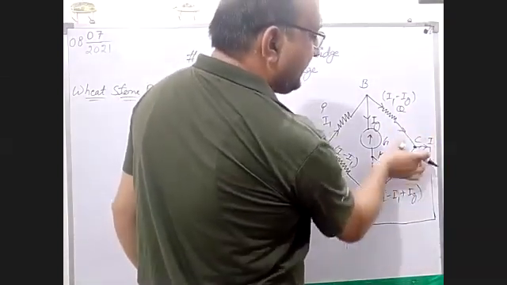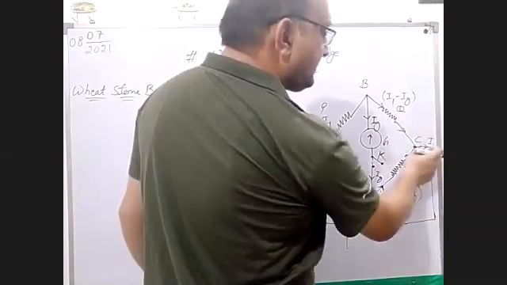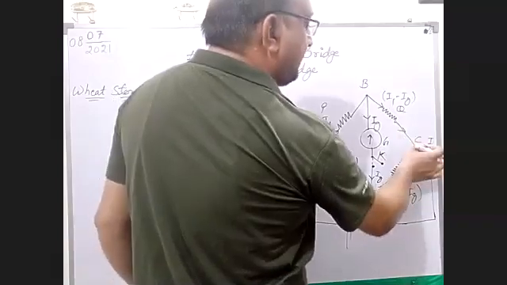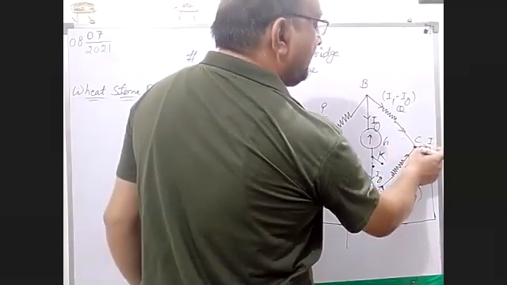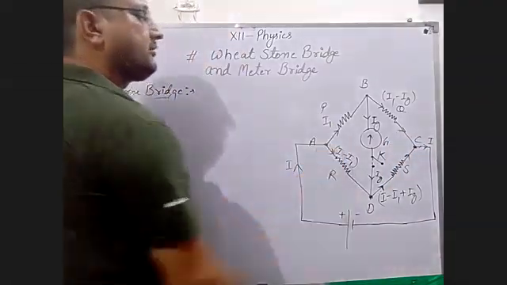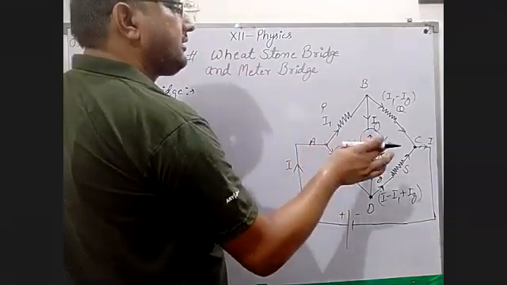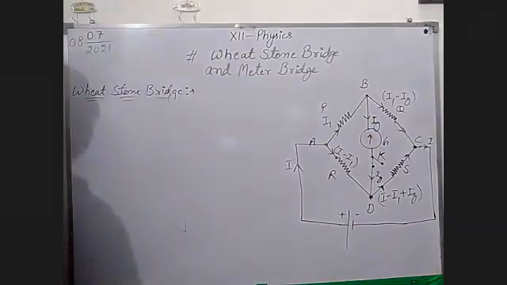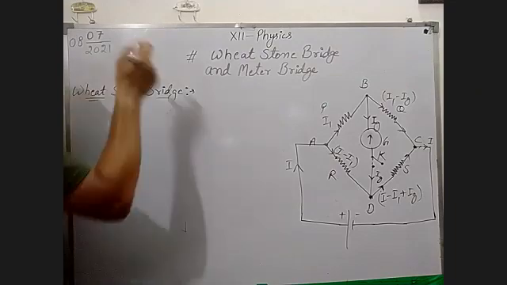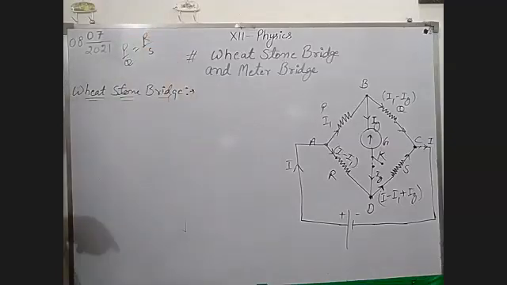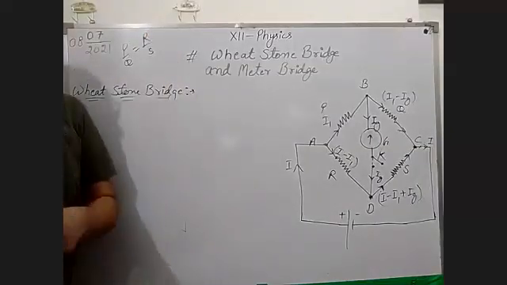The currents entering a point and the currents leaving that point, the total of these will be equal to the total of those. Here you can also apply Kirchhoff's current law, the junction rule. But what is our purpose? We want to prove P upon Q is equal to R upon S, this ratio, when the condition is balanced.